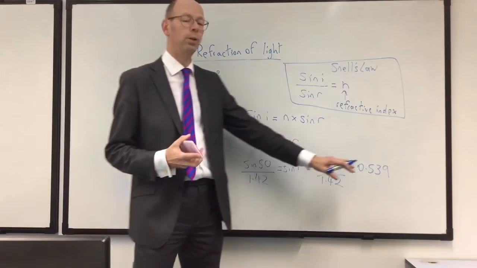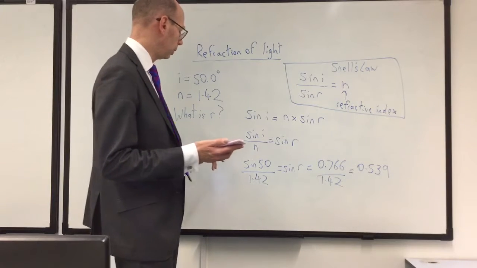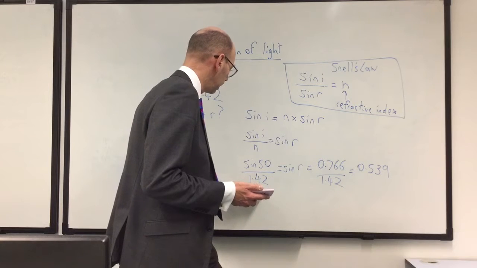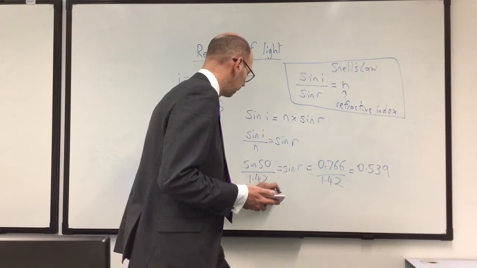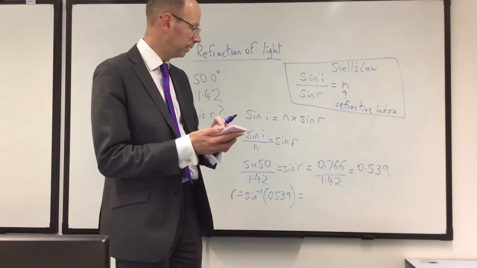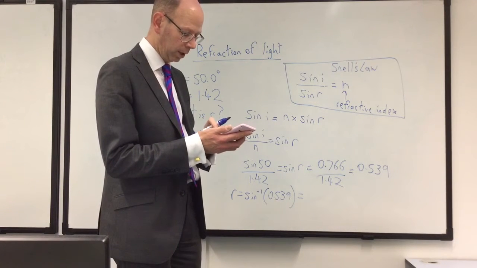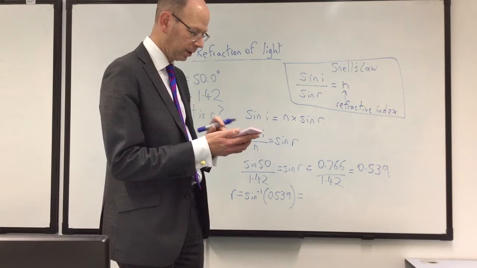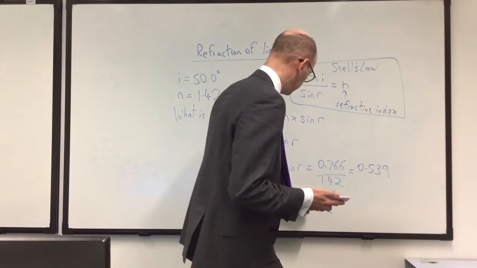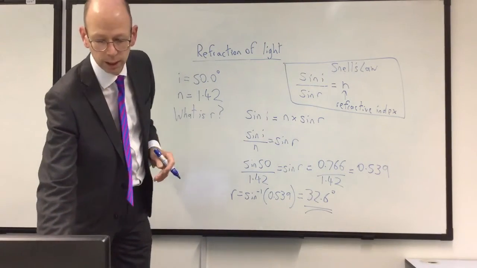How do we get back to R? That's a sine value. We want to get back to the angle. We want to get back to R. And the answer is we need to do inverse sine. So R is the inverse sine of 0.539. And we can do that on our calculator by pressing shift sine. And if we do shift sine of 0.539, we get 32.6 degrees. Okay? So virtually 33 degrees. So that's an example of going the other way with Snell's law.